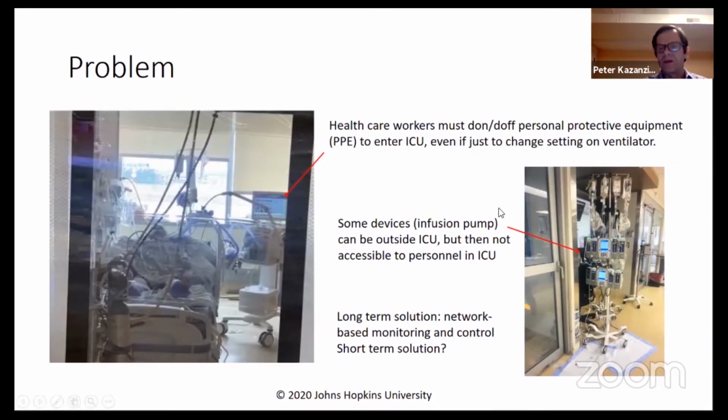So one solution they've come up with on the right, this is also from University of Maryland, is bringing the devices actually outside of the ICU. In this case, the infusion pumps, running long tubing into the ICU. The disadvantage of this is, you don't need to put on PPE to go press the buttons, but if you actually are in the ICU and want to make a change, you can no longer do that. So the obvious long-term solution here is a network-based monitoring and control of these medical devices. But then the question is, well, what can we do in the short term?